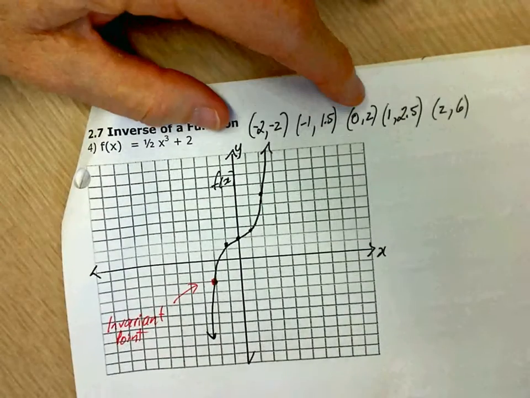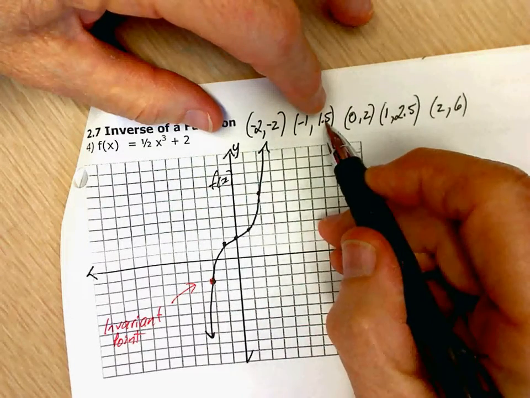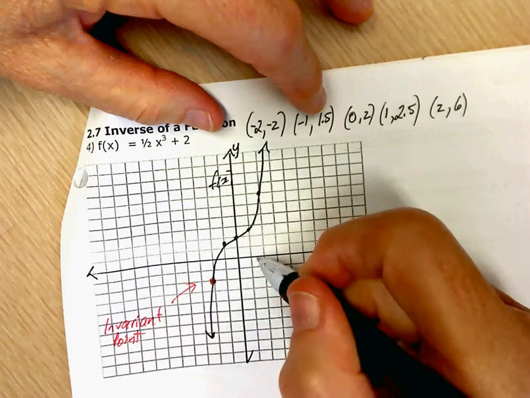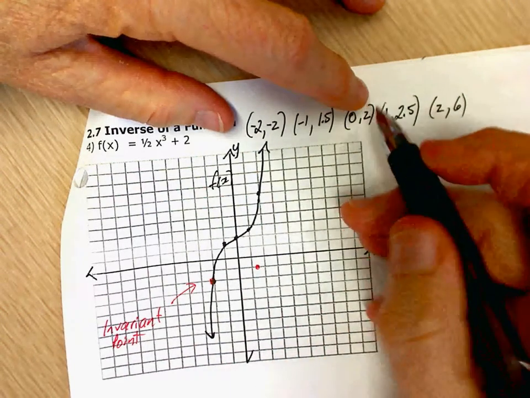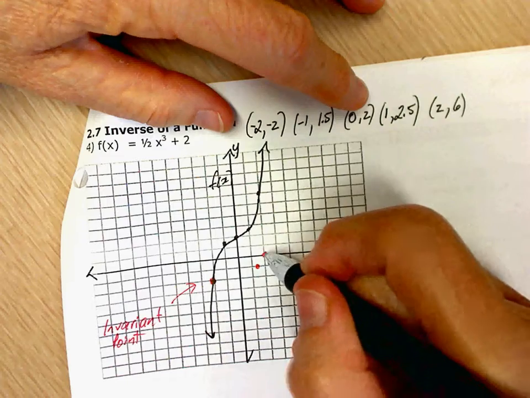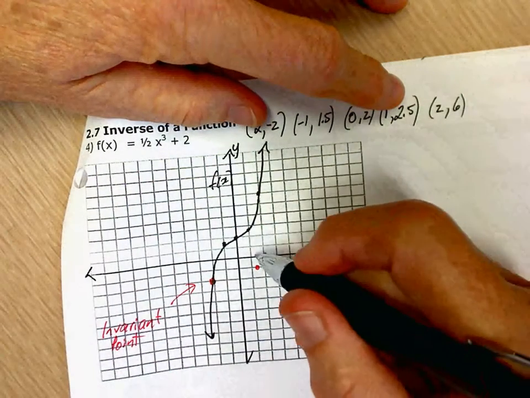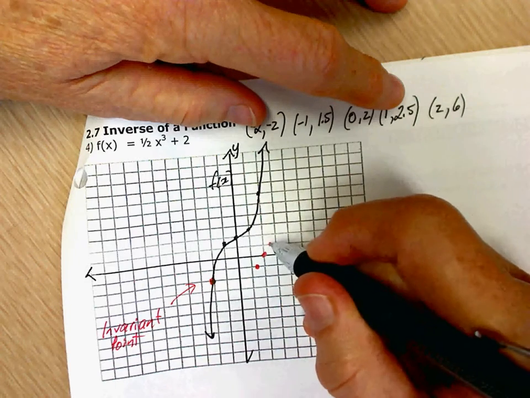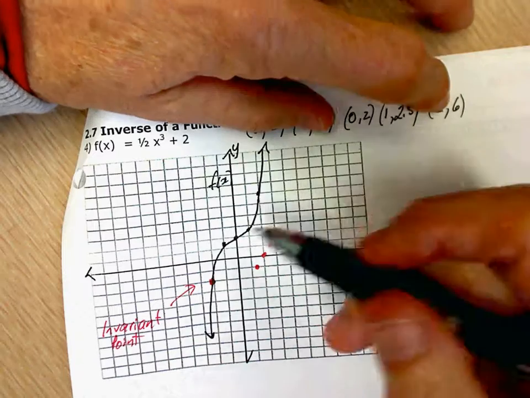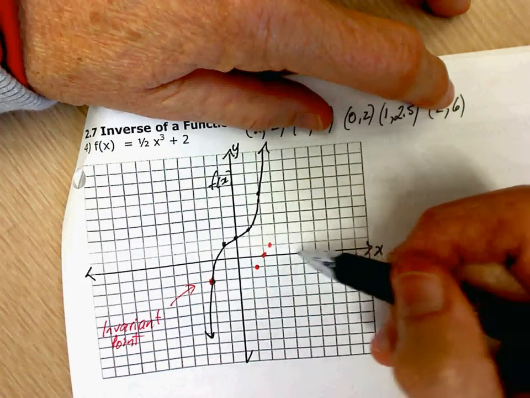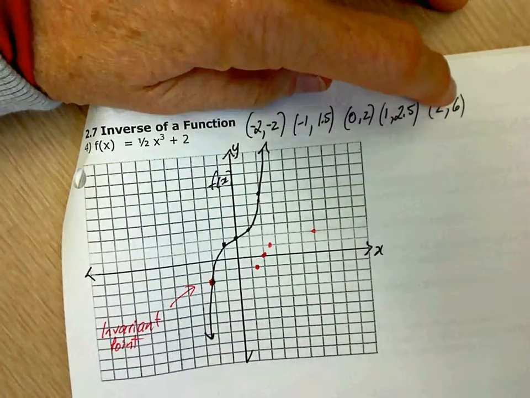Okay, -1, 1.5 becomes 1.5, -1. 0, 2 becomes 2, 0. 1, 2.5 becomes 2.5, 1. 2, 6 becomes 6, 2. I'm just going to turn it to graph it.